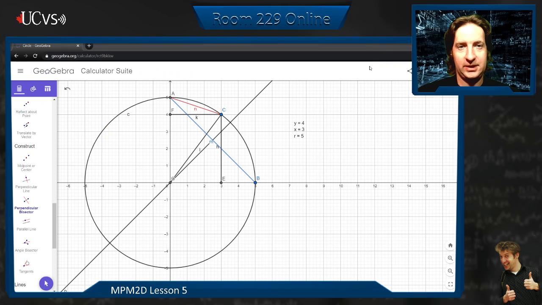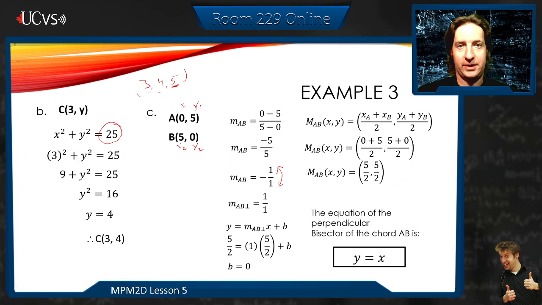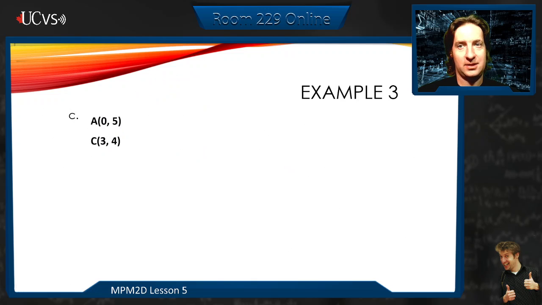When we looked at this, we said that y equals x has a slope of 1, and the y-intercept is 0. So y equals x is our equation, and we showed it now algebraically as well. Okay? So let's do it now for the other chord. So this was the chord AB. Now we have to do the same thing for the chord AC, right? So this is through the points (0, 5) and (3, 4), which we just came up with.